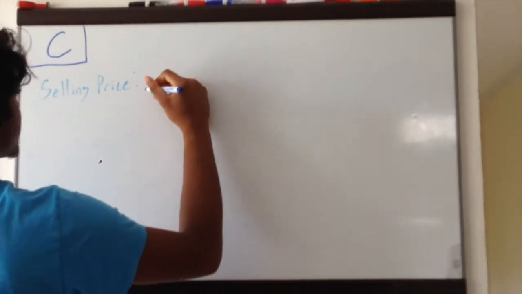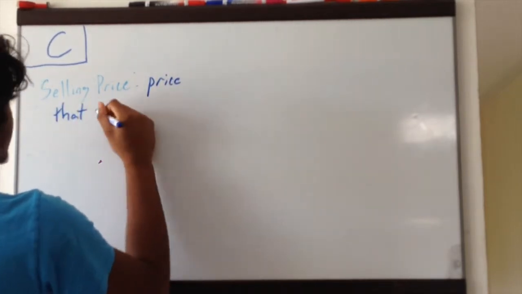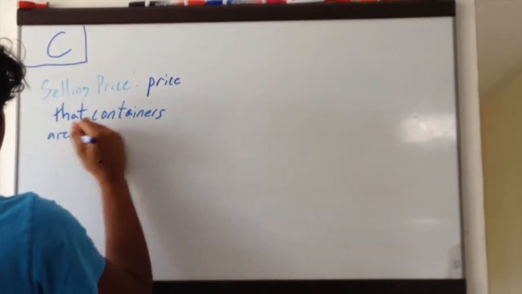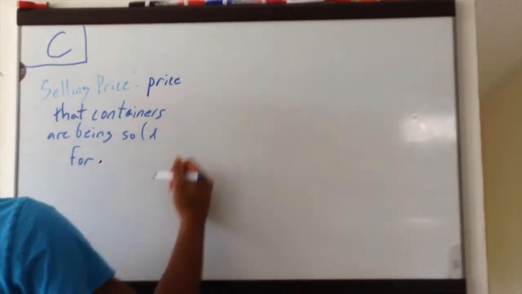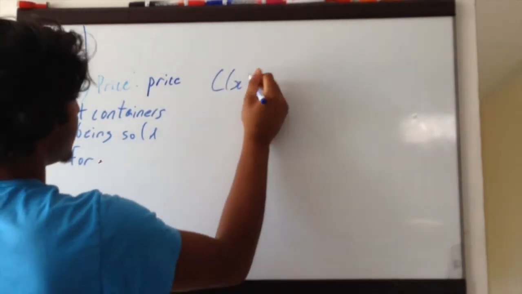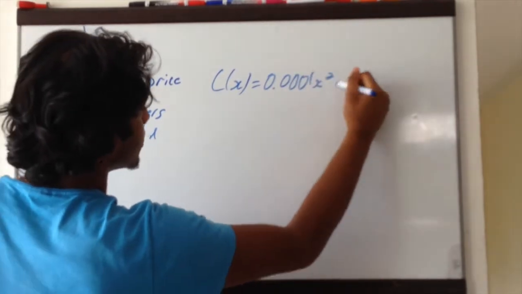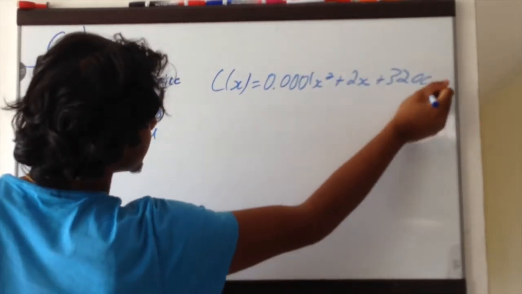So for selling price, which is what we're going to find in part C, it's essentially the price that the container is being sold for, obviously. So we just use the cost function that we used in part A, plug in a random number and pick some damn strawberries.